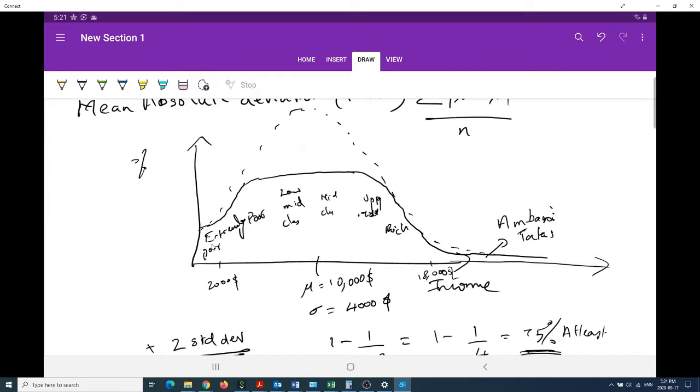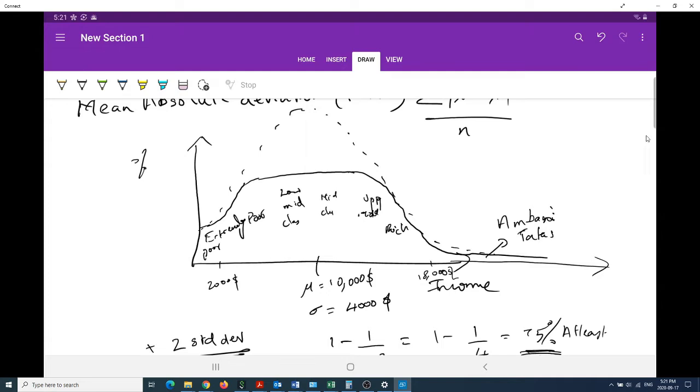The y-axis is the density, and the x-axis is income. At the very bottom you have the extremely poor, then some poor people, then a bunch of lower middle class, upper middle class, and rich people, and then the ultra rich and billionaires in these extreme tail distributions. So this distribution is not very normal. It's not at all normal.